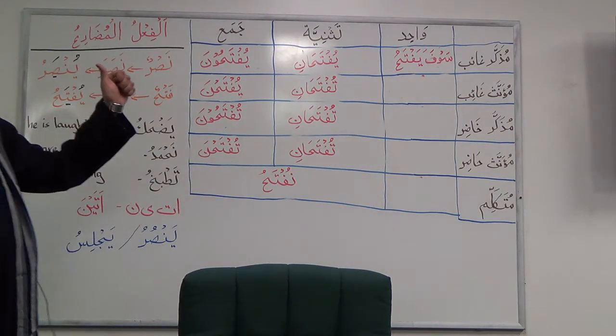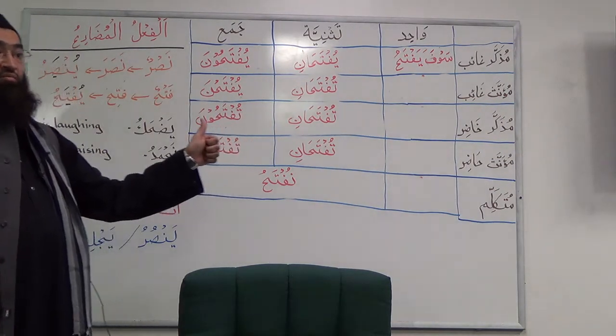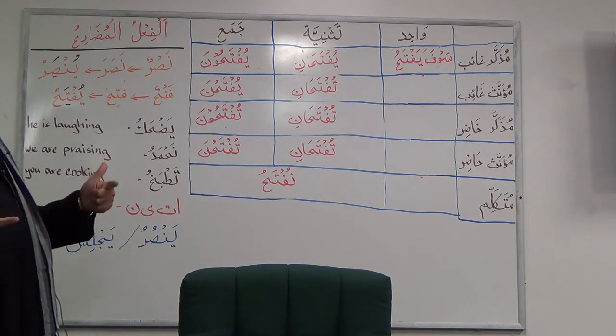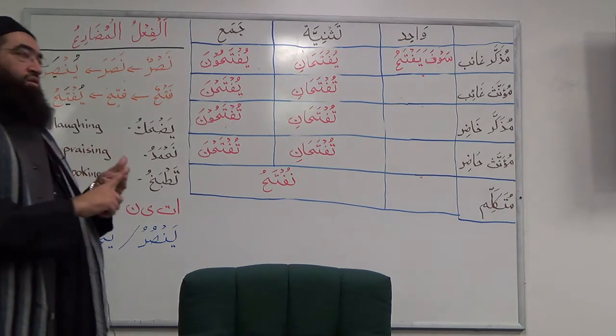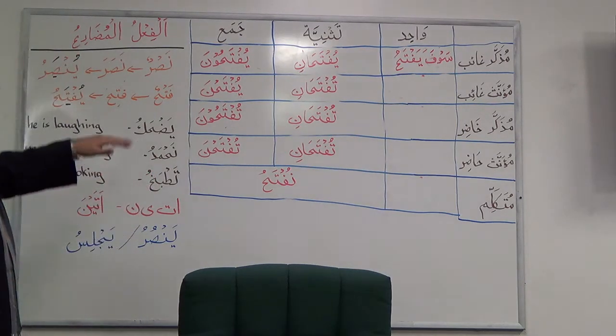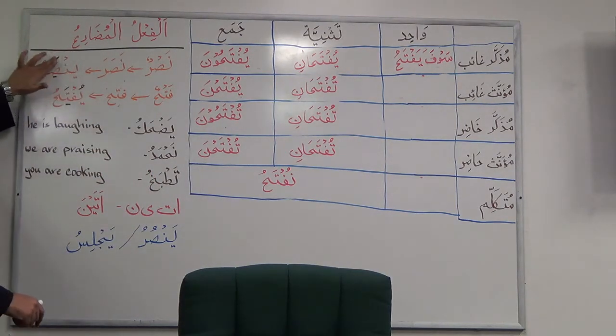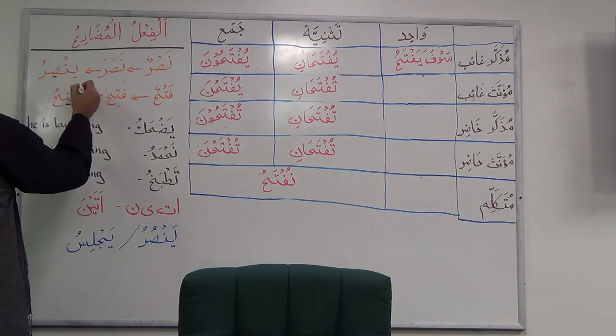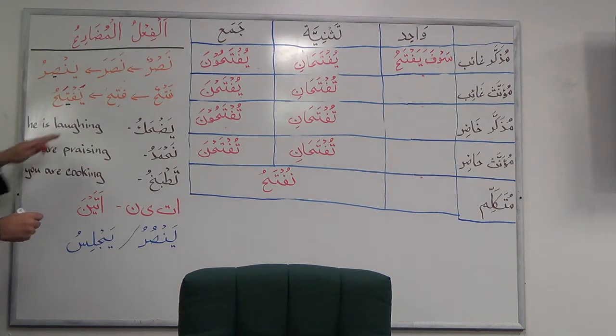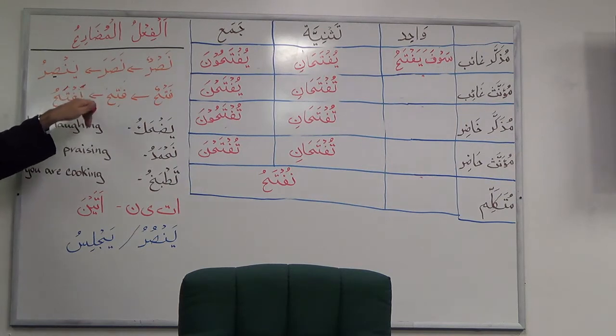We covered the fi'l mudari' muthbat, meaning positive, and manfi, negative. You put a la in the beginning. And we covered the ma'ruf. Ma'ruf looks like this, yansuru or yaftahu. Okay, yaftahu. So it became from the fataha, you added a ya in the beginning and you put a dhamma at the end, it became yaftahu.